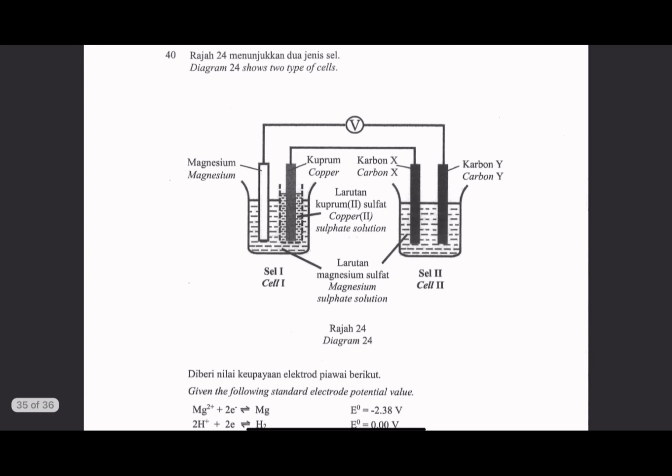Okay, question 40, the last question. It shows two types of cell. We observe cell 1 and cell 2. In cell 1, there are two different types of metal. So over here should be the voltaic cell. And cell 2, carbon as the electrodes. Over here is the electrolytic cell.